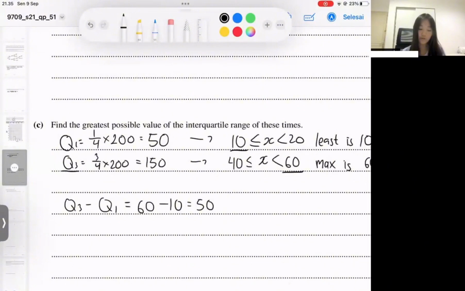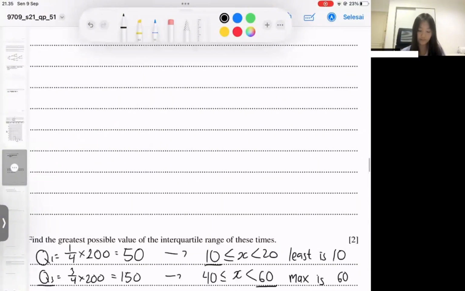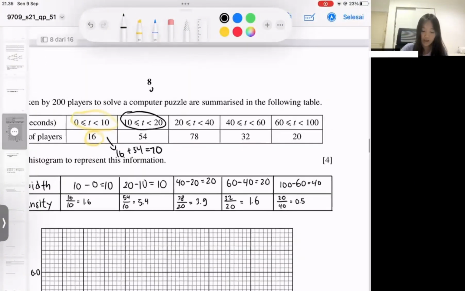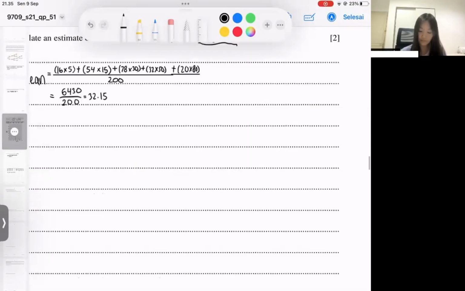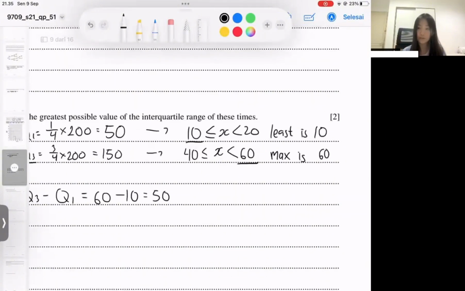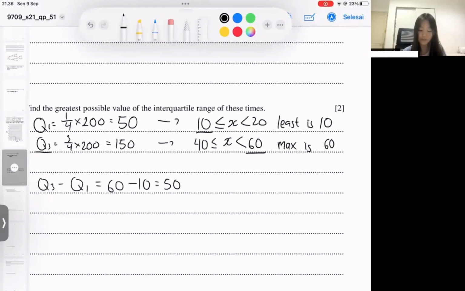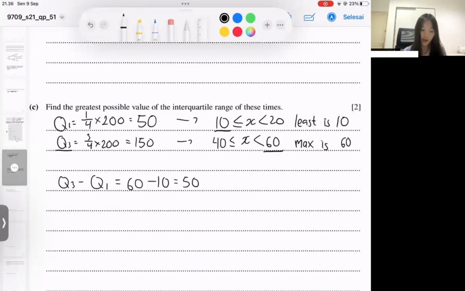The upper quartile is 3 over 4 times 200, which is 150. So from this, the first 70 plus 78 is 148. So it doesn't lie in this range. 148 plus 32 is the first 180 people. So that means 150 lies in this range. Therefore, we can use this range. Because it's the upper quartile, we need to find the upmost value, which is 60. So the maximum is 60. Therefore, the interquartile range is the upper quartile 60 minus the lower quartile 10, which becomes 50.